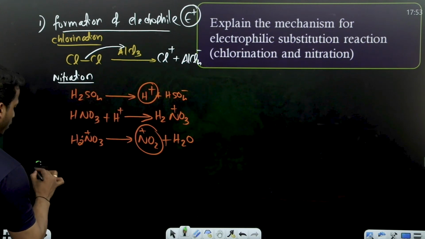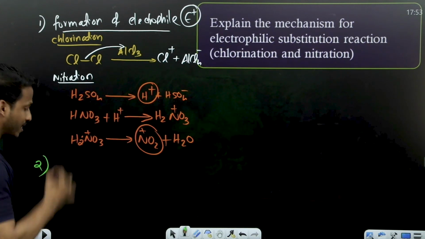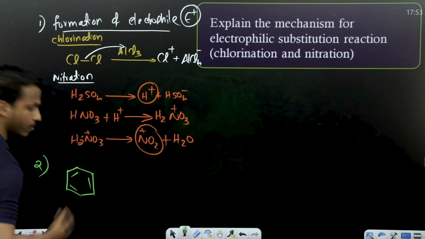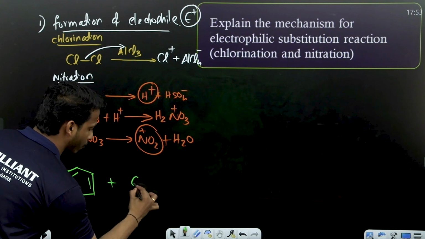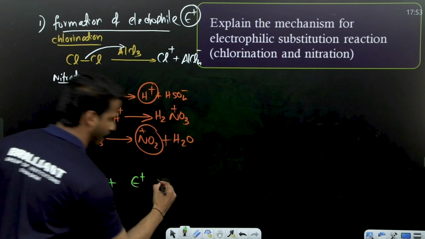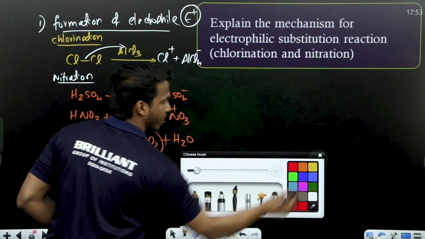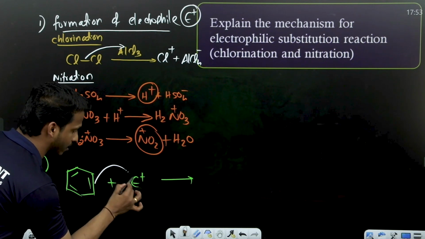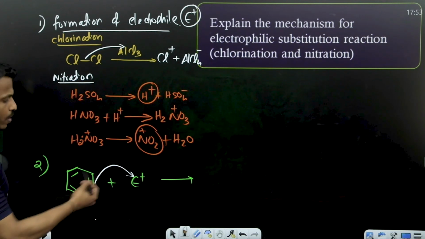Good. Second step. Now the benzene ring. Let us invite our benzene ring, to which we are adding the electrophile, right? If it is chlorine it means Cl plus, nitro means NO2 plus, like that. What is the step? Dear all, let me give a shortcut method. The textbook gives it like this, and you may not understand what it means.